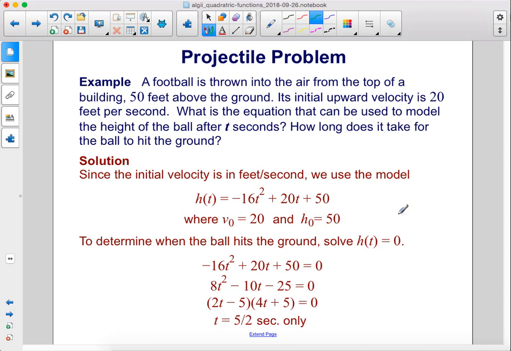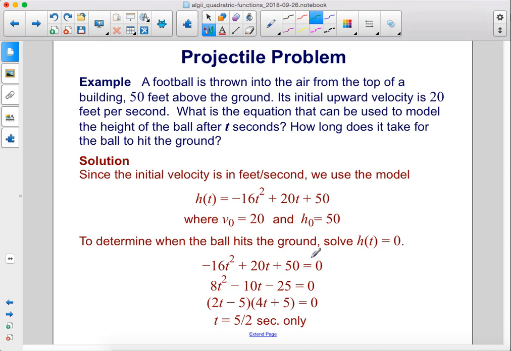Since the initial velocity is in feet per second, we'll use the model h of t equals negative 16t squared plus 20t plus 50, where v naught equals 20 and h naught equals 50, because we're 50 feet above the ground and the initial upward velocity is 20 feet per second.